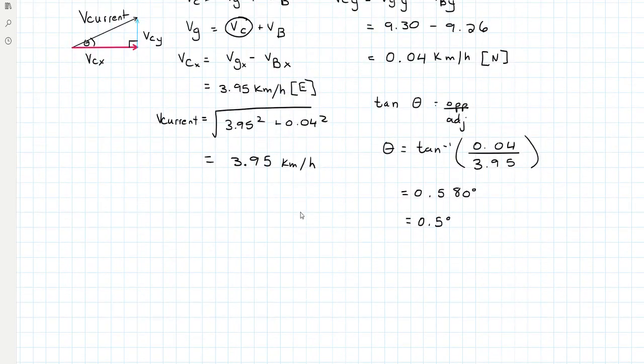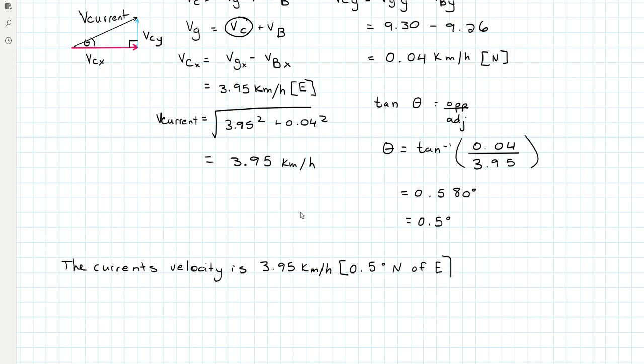So then our final statement here is the current's velocity is 3.95 kilometers per hour. Looking at this, it is going upwards, so this is 0.5 degrees north of east.